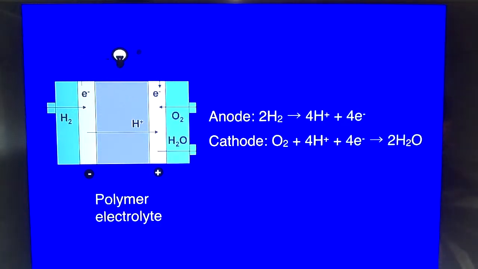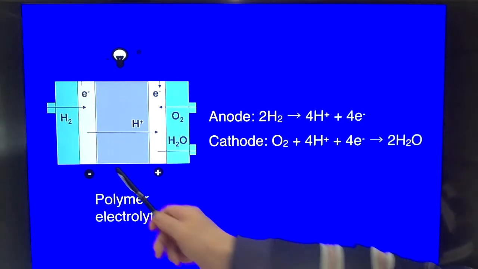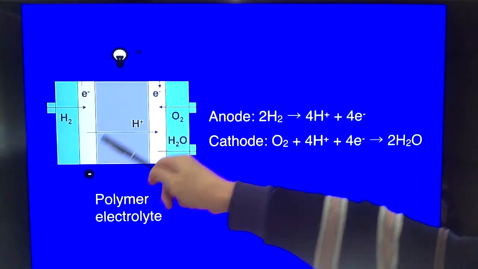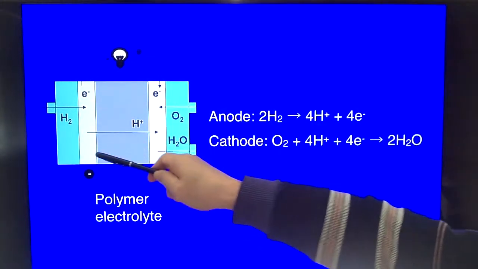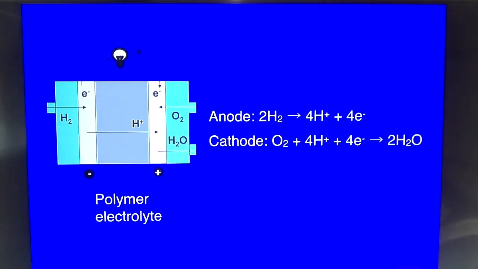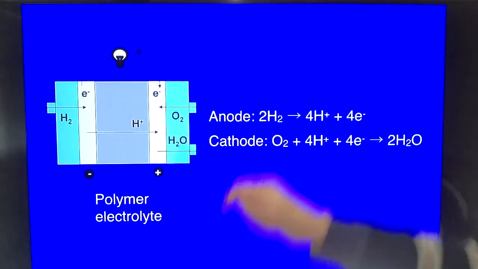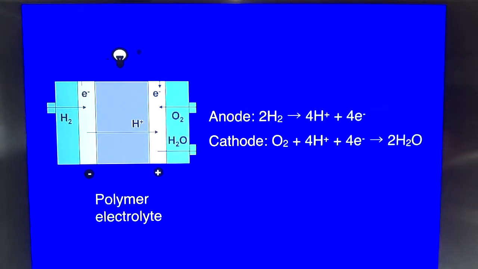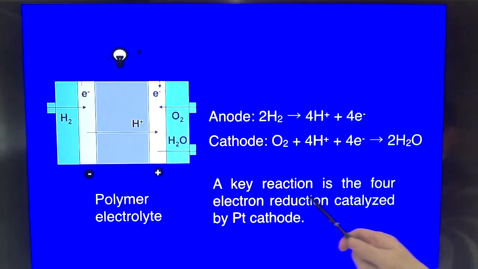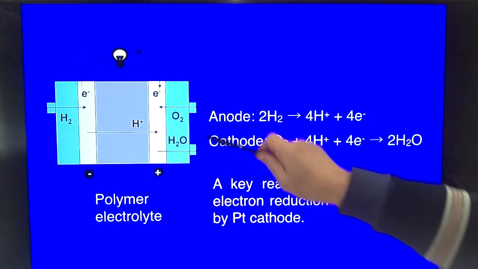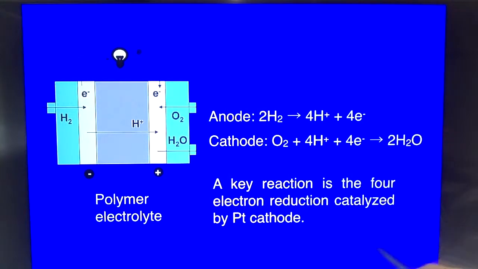The reaction in the fuel cell is something like this. These two reactions. And the catalyst, anode catalyst and cathode catalyst, are the same. It's some precious metal such as platinum. So this reaction system is quite precious. The key reaction is four-electron reduction, this part, catalyzed by platinum at the cathode. Both sides have platinum, so the system is quite expensive. Also, the hydrogen cylinder is also expensive.